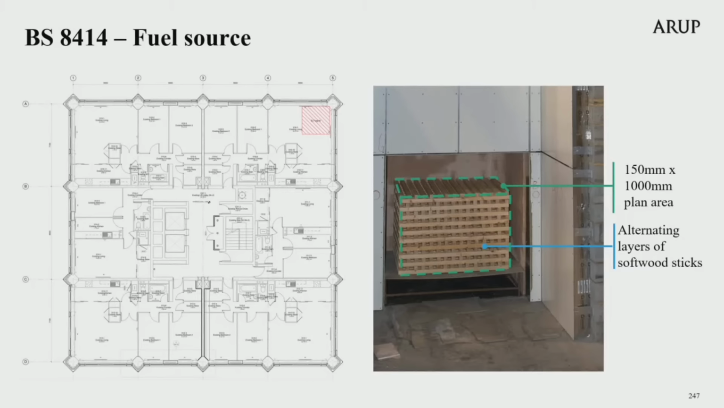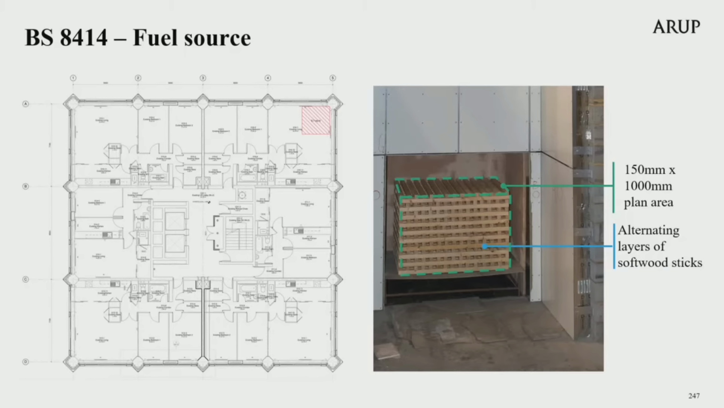The fuel source used in the test is a timber crib, comprising alternating layers of softwood sticks. The crib has a plan area of 1.5 by 1 metre and a height of 1 metre. The crib is ignited with strips of fibre board soaked in white spirit and is designed to represent a nominal total heat output of 4,500 megajoules with a peak heat release rate of 3 megawatts.